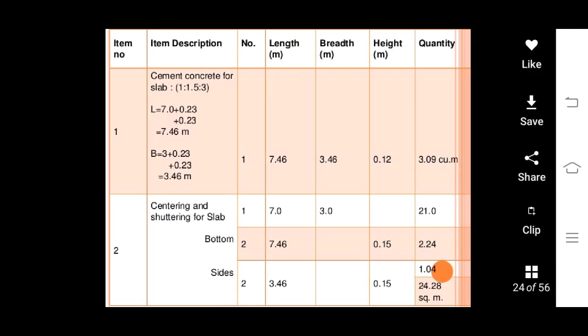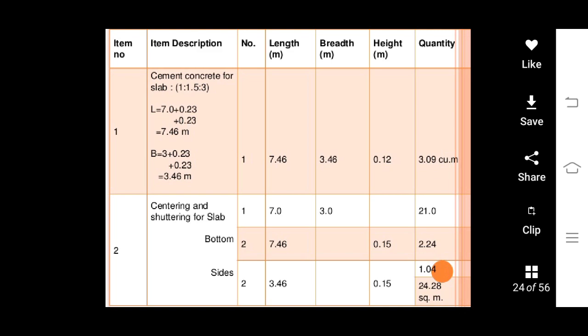For calculation of quantity of concrete, we have to make a measurement sheet as we have studied earlier. The measurement sheet consists of the following columns: item number, item description, numbers, length, breadth, height, and quantity. The first item is cement concrete for slab having proportion of 1:1.5:3.